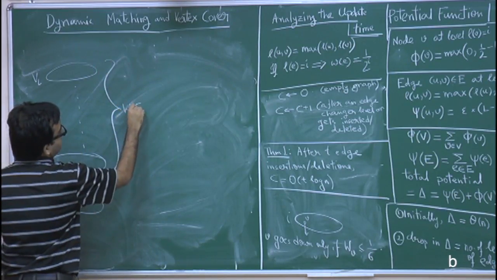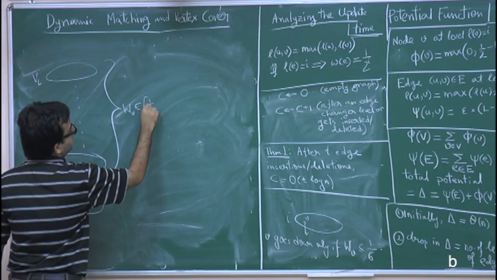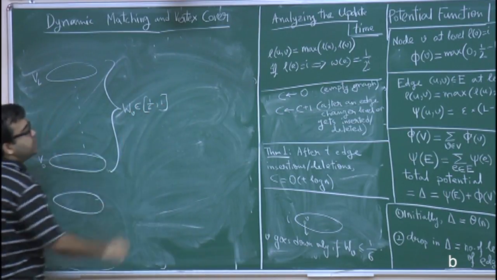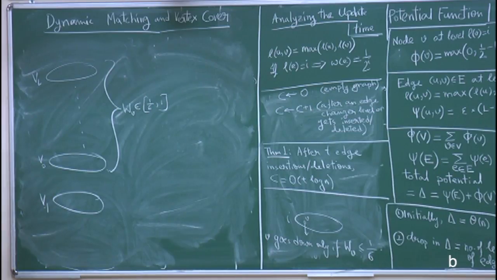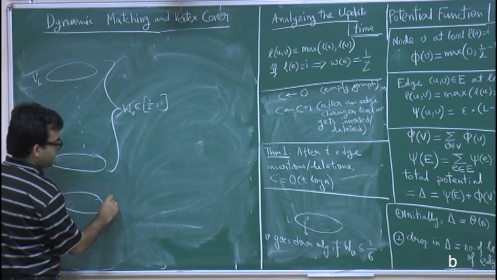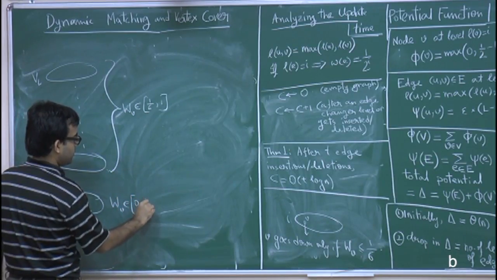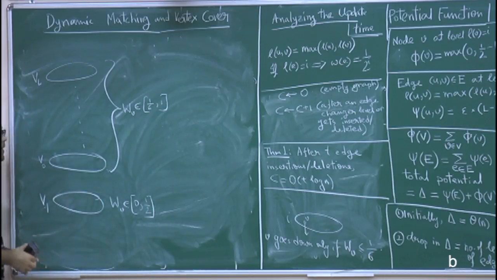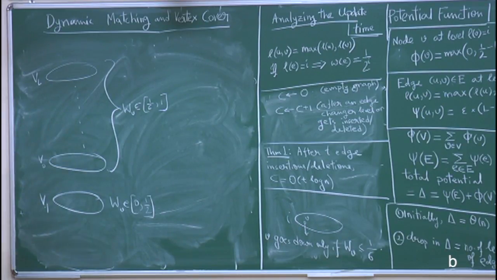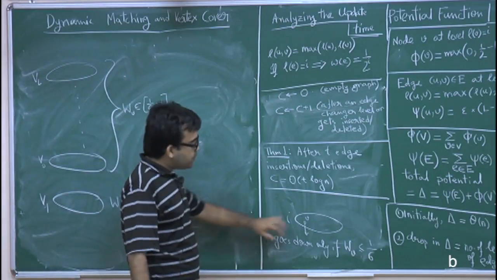So, in these levels, the weight of a node is now between 1/6 and 1, instead of being between half and 1. And here it just remains the same: the weight of an edge is between 0 and half. So, this will still give you a constant approximation, because this is still going to be an approximately maximal fractional matching. Okay. So, now we will see why this is needed.